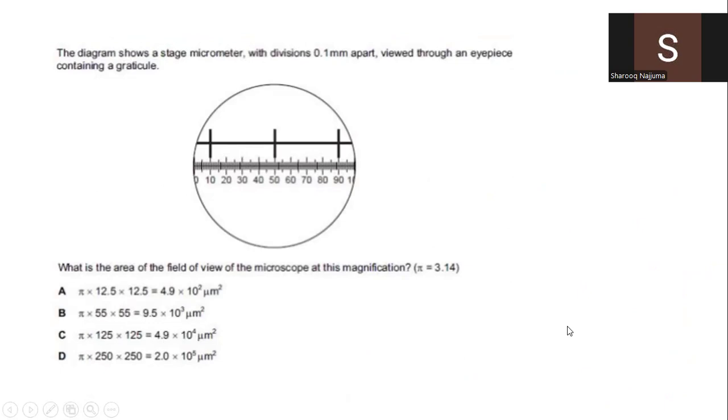So this is another question. They are still giving you the same information. The diagram shows a stage micrometer with divisions of 0.1 millimeters. Still, we are going to go through this so that you become very familiar with how to use an eyepiece graticule. Remember, I've told you that whenever you see a setting like this, the lower one is the eyepiece graticule. Why? Because of those very many divisions. The upper one is the stage micrometer.